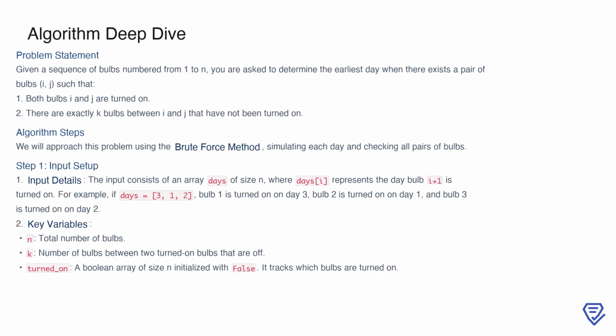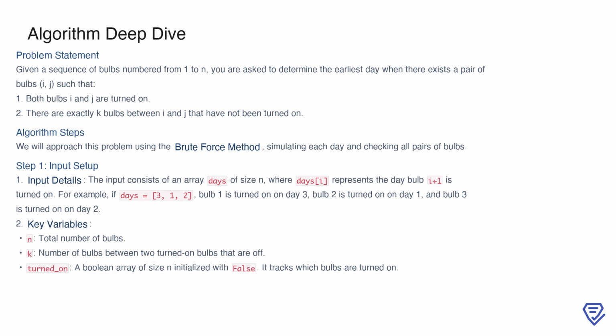The problem we're tackling is to determine the earliest day when two bulbs that are turned on have exactly k bulbs between them that are still off. To break this down, we are given an array called days, where each element represents the day a specific bulb is turned on. For example, if days equals [3, 1, 2], bulb 1 turns on day 3, bulb 2 on day 1, and bulb 3 on day 2.